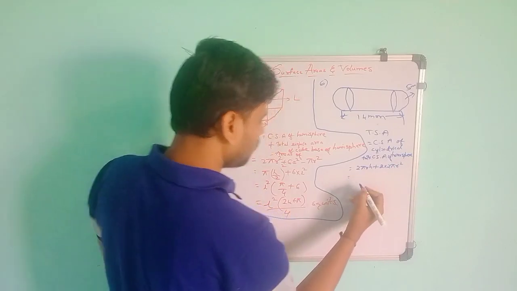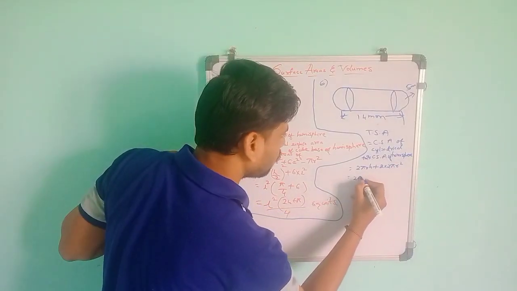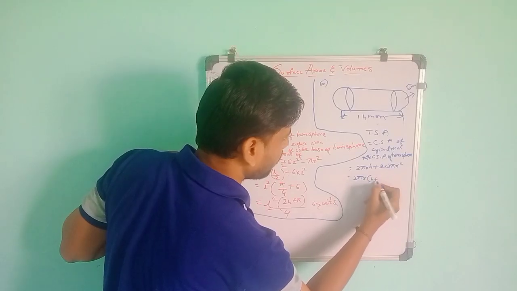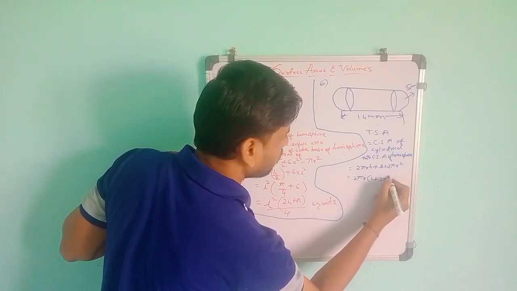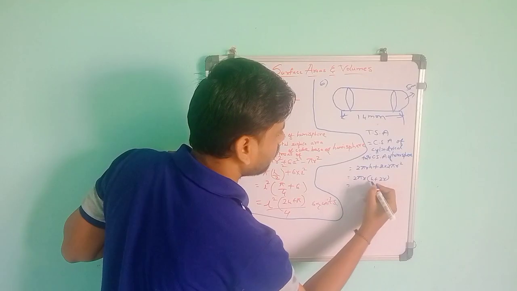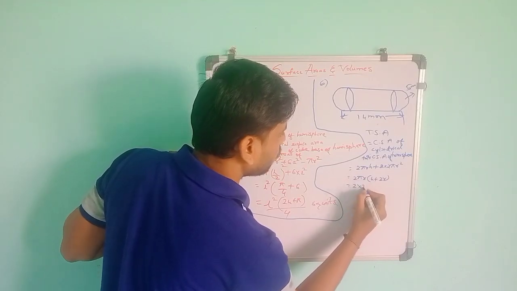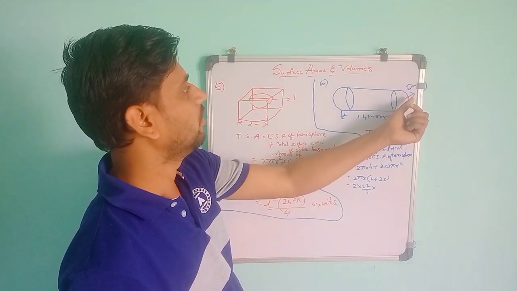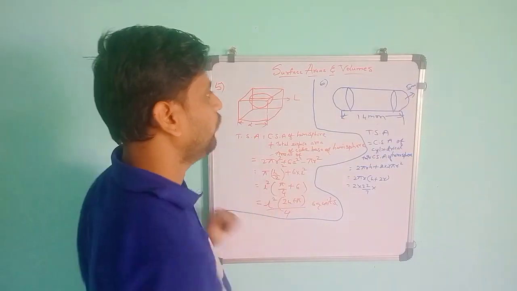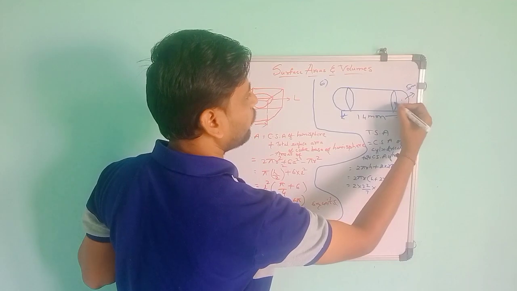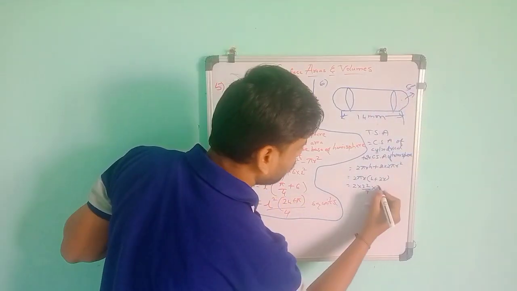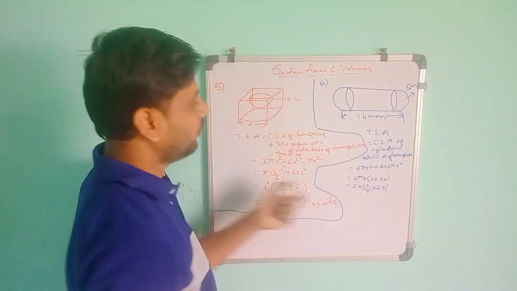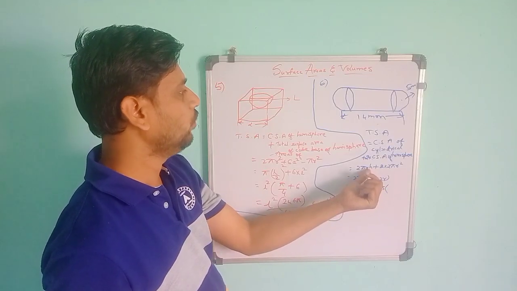This will give you 2 pi r common, so h will remain, and 2 r will remain. So this will be 2 pi r into h plus 2 r. That is 2 into 22 by 7. The given diameter is 5 mm, the diameter of the capsule is 5 mm, so the radius will be 2.5. Then h is the height of the cylinder.